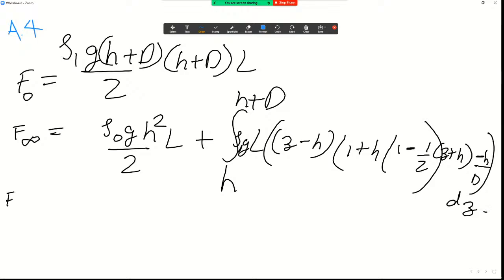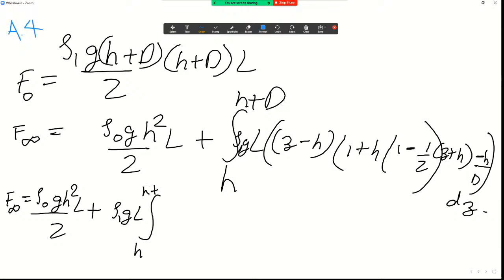So f infinity will become h square L by 2 plus rho 1 G L H plus D. For integration, do we have to multiply or we can do by parts? I think you can just do it by parts.